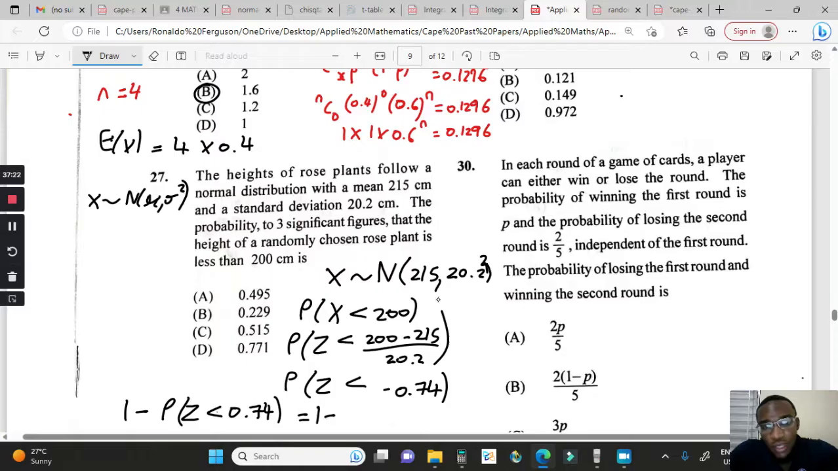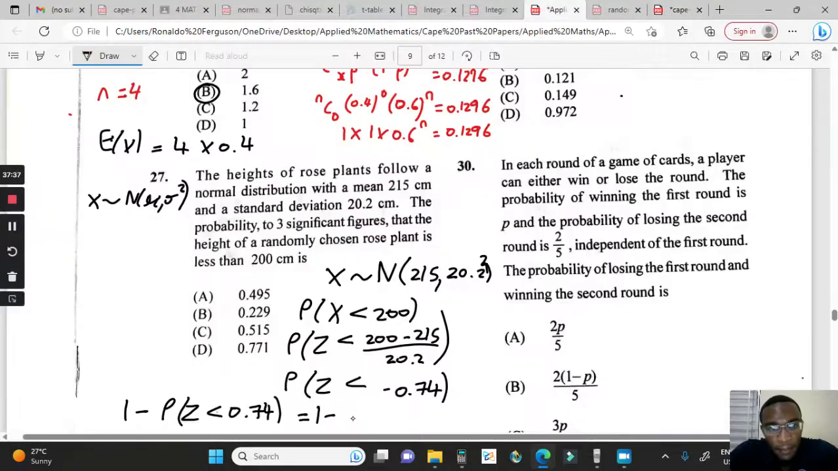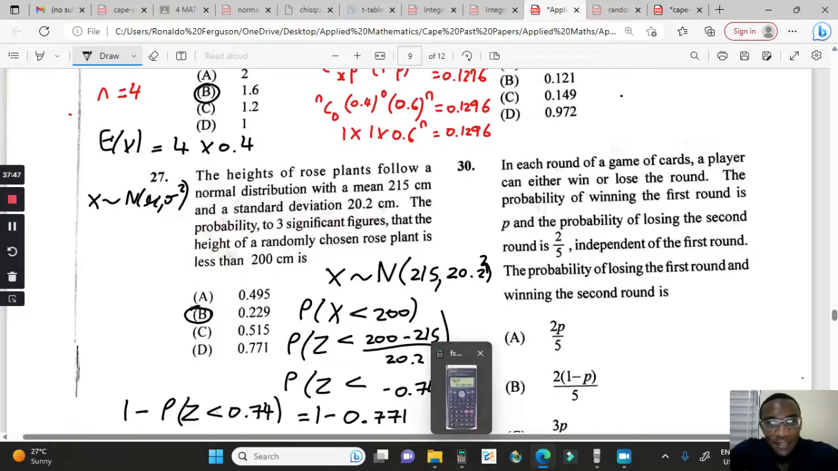It's equal to 1 minus, look in the table, 0.74. This is 0.7 and this is 4. The intersection is, bam, 0.77. So in that case, it's going to be 1 minus 0.771, and that would be 0.229. Lovely. Nice. Okay, that's 27.